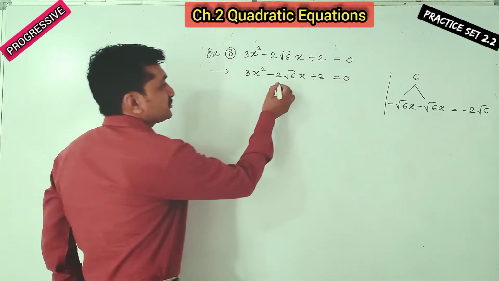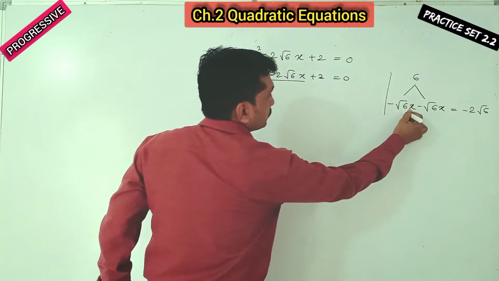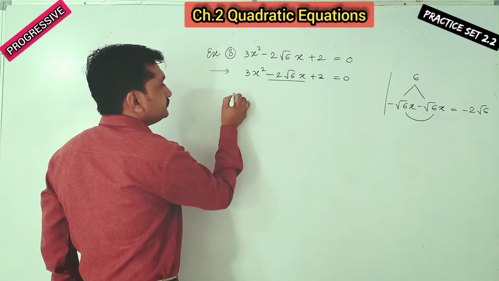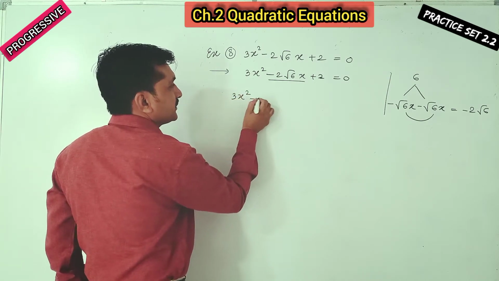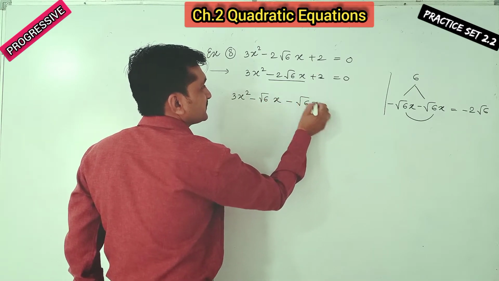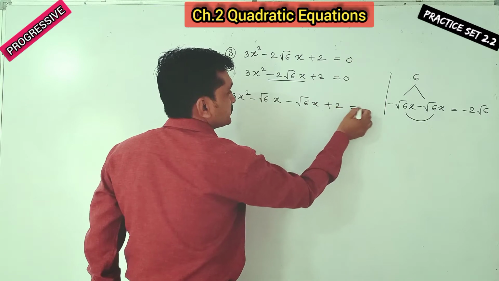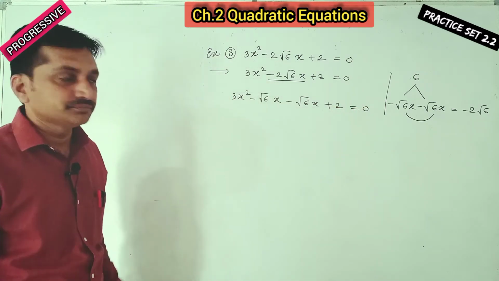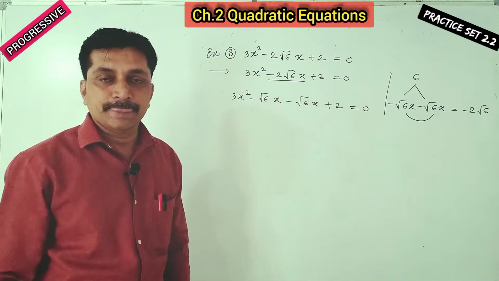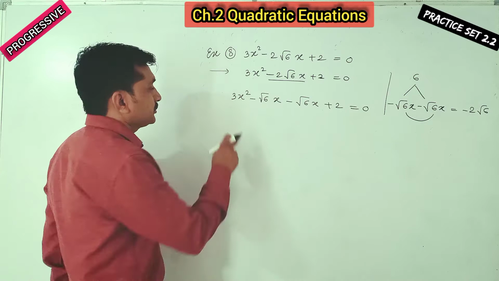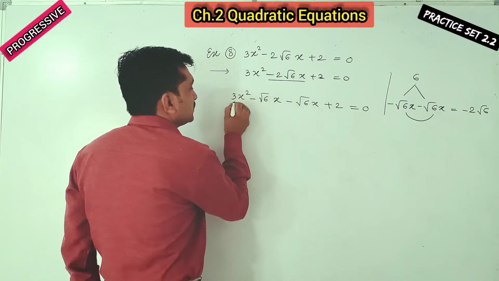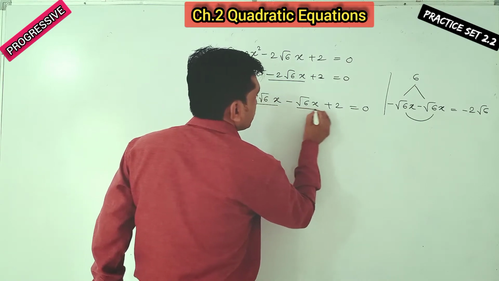Now we have to replace this middle term by these two terms. We put in place of this term these two terms: 3x square minus root 6 x minus root 6 x, and at the end plus 2 is equal to 0. Now we have 4 terms. We have to take common. But before that, if you can directly take common, then okay. If not, you do some factorization there.